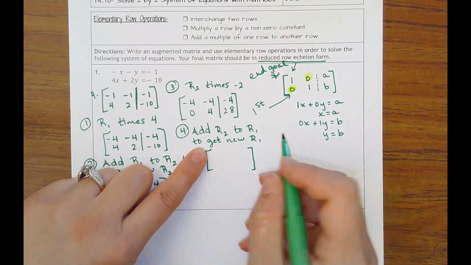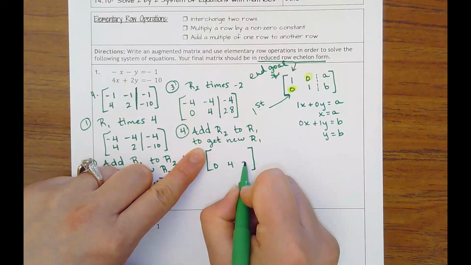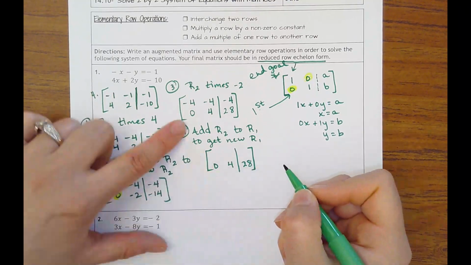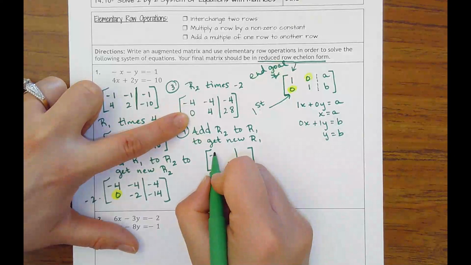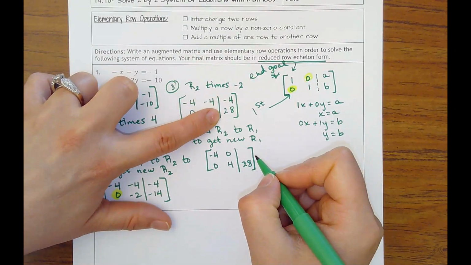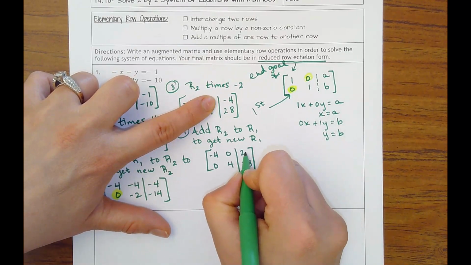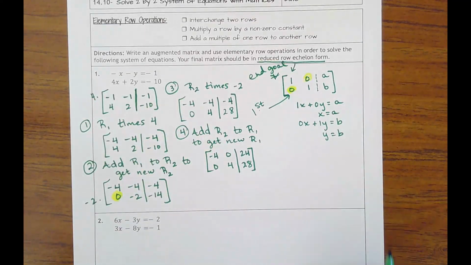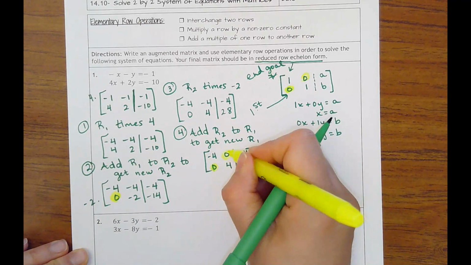So row 2 is not changing, my 0, 4, and my 28. But we're going to add. So negative 4 plus 0 is still negative 4. Negative 4 plus 4 is 0. And negative 4 plus 28, or 28 minus 4, is 24. Okay, so now I've got these two good.